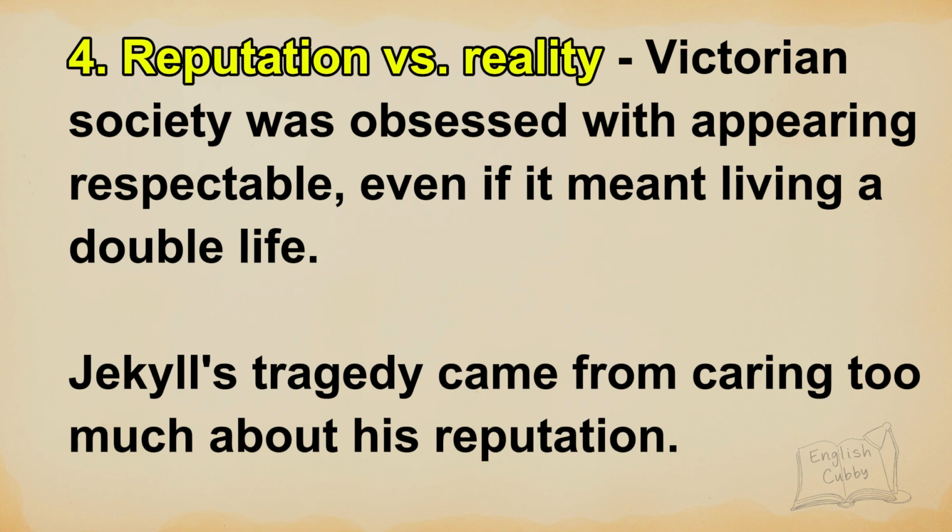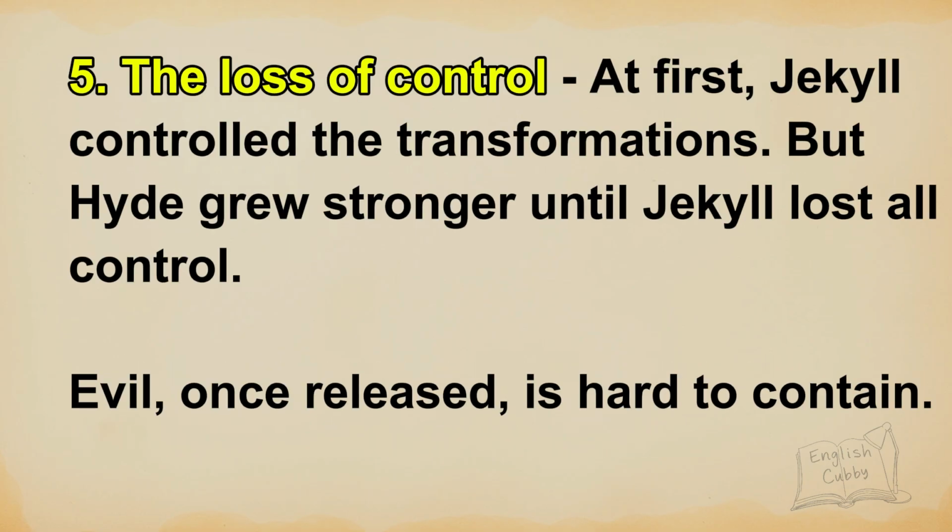4. Reputation versus reality. Victorian society was obsessed with appearing respectable, even if it meant living a double life. Jekyll's tragedy came from caring too much about his reputation. 5. The loss of control. At first, Jekyll controlled the transformations, but Hyde grew stronger until Jekyll lost all control. Evil, once released, is hard to contain.